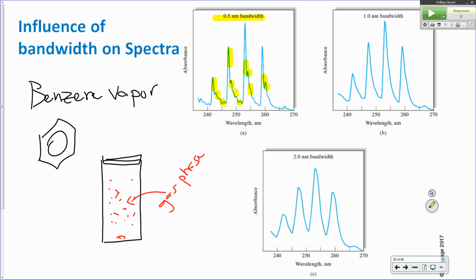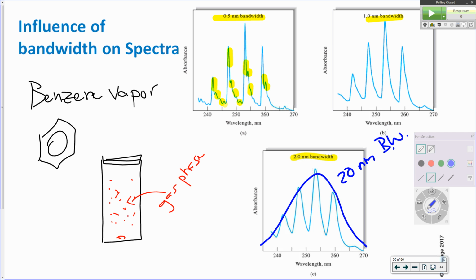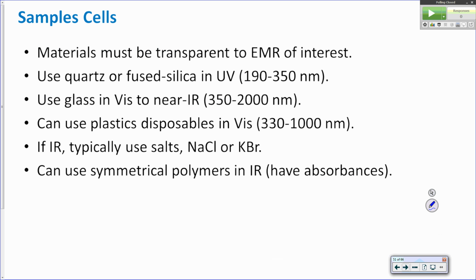But when you open it up to a 1 nanometer bandwidth, that detail starts to disappear, and you go to a 2 nanometer bandwidth, it's gone completely. And if I were to open it up to a 20 nanometer bandwidth, it would be completely gone. We wouldn't realize that these are even isolated peaks. Okay, so we just have to know what we're looking at to some detail.